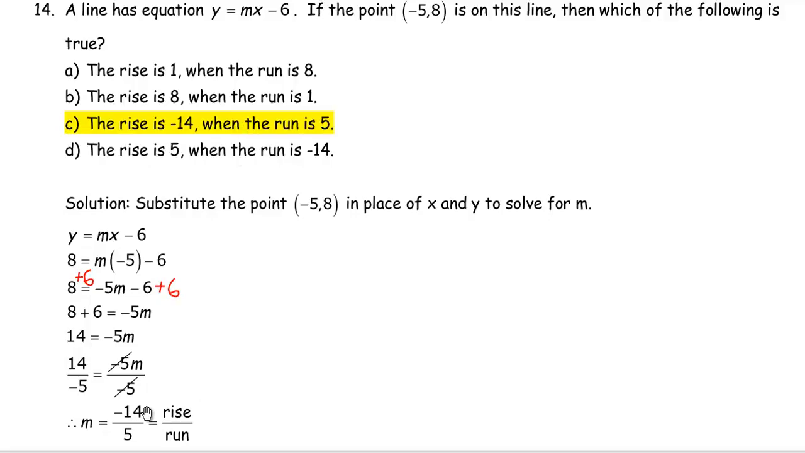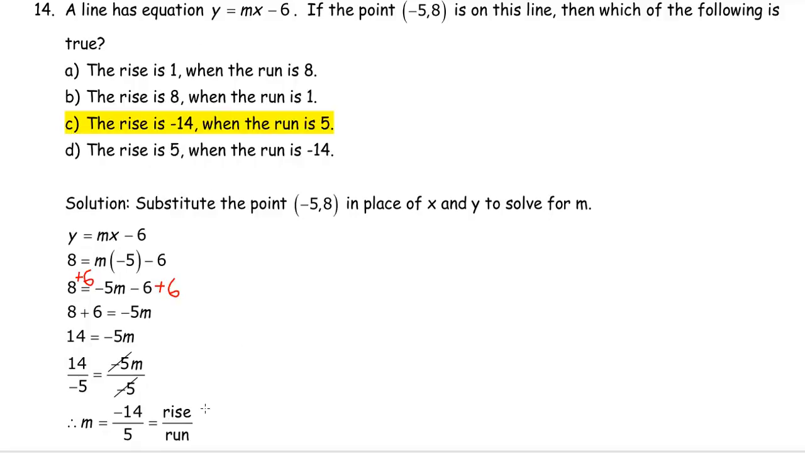Now, the slope formula is slope is rise over run. So writing it like this, we see that the rise would be negative 14 and the run would be 5, which is answer C here. So it's actually switched in D. If you had your slope upside down, if you had run on the top and rise on the bottom, you might think that D is correct, but it is rise over run.